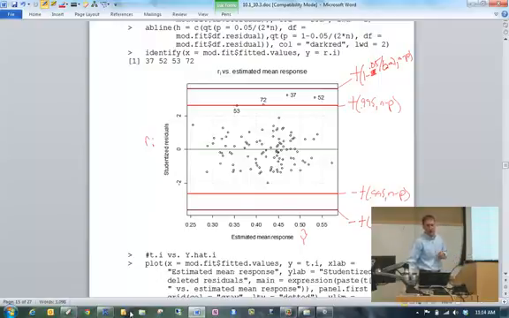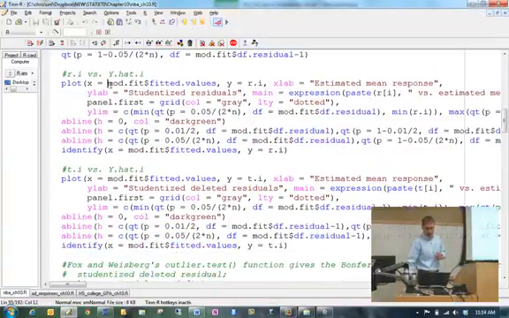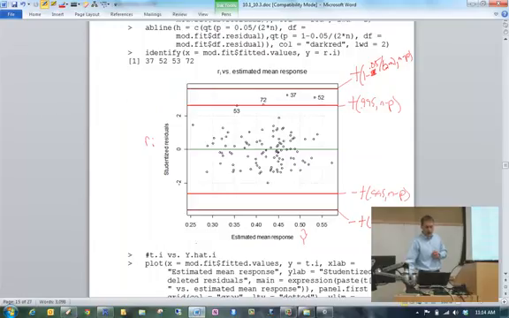So let's talk about how this plot is actually done. I plot my y-hat values on the x-axis. I plot the studentized residuals on the y-axis. I'll let you look at this on your own. I control the y-axis limits in a way to make sure that all observations are listed there, and also those horizontal lines are listed there as well. So please take a look at my code for how I do that.